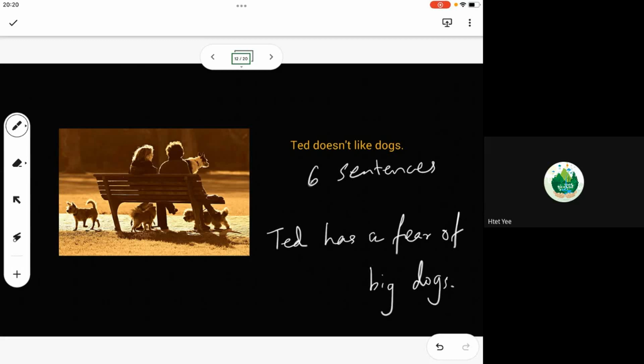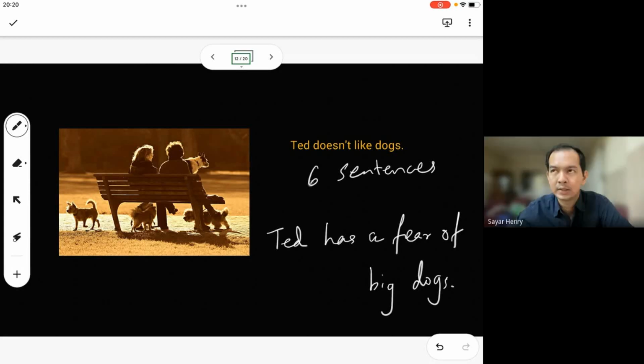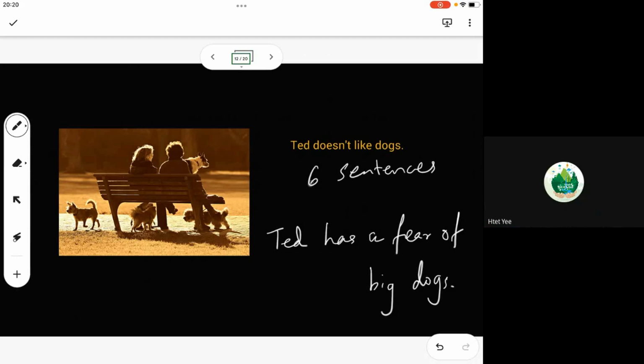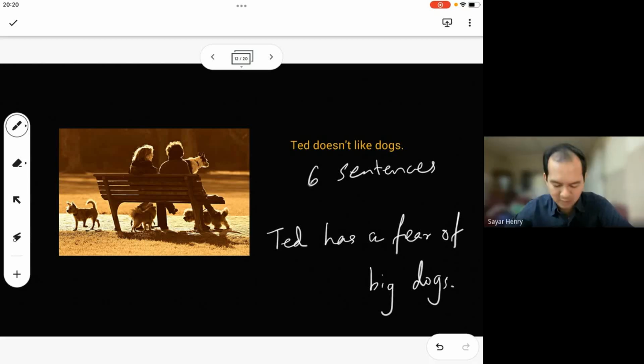he doesn't like dogs because he is annoyed when their hair is lost. He is annoyed. Their hair is lost, but he seemed patient because of the one beside him. Okay, so Ted is this guy sitting on the bench.